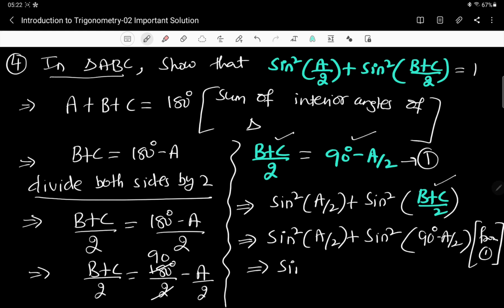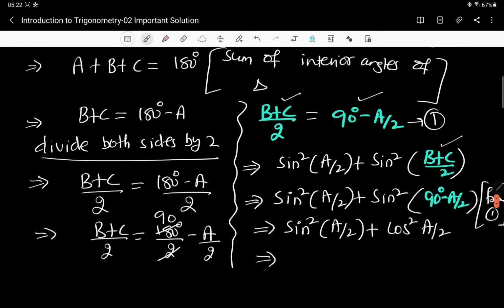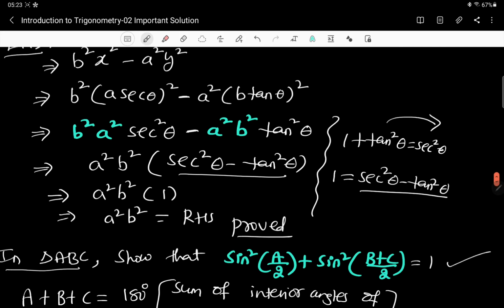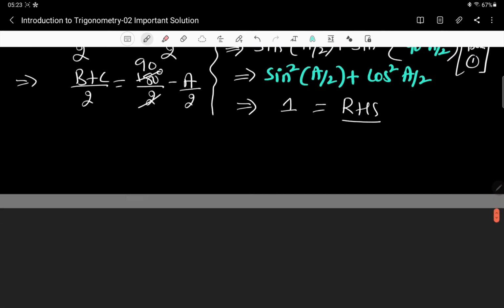Then afterwards what does it become? It becomes sine square of A by 2 plus sine of (90 minus theta) is cos theta, right? Here also 90 minus A by 2 is there. So it becomes cos A by 2, and since the square is there, it becomes cos square A by 2. Now look at this sine square A by 2 and cos square A by 2. Sine square A by 2 plus cos square A by 2 means sine square theta plus cos square theta is 1. So I'm going to get 1, which is equal to RHS. Correct? So we wanted to prove this. So this is proved. All right. So this was the fourth question.